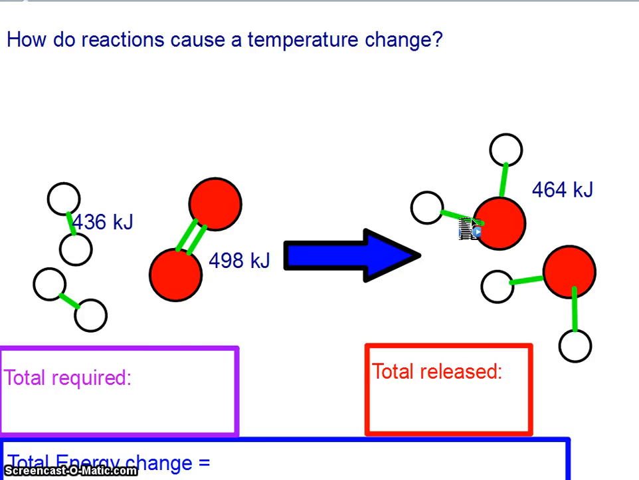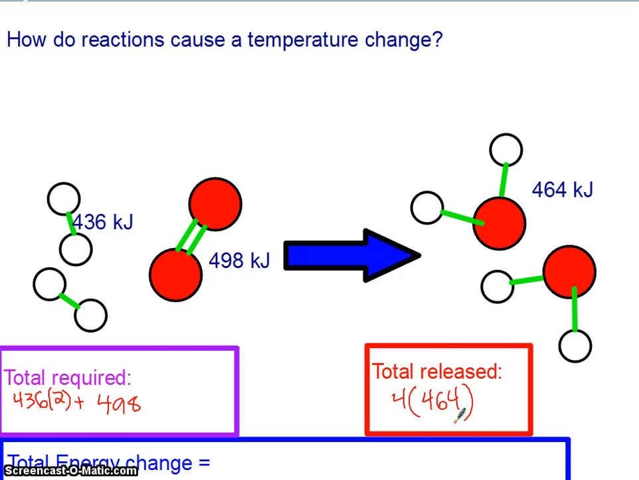So if I look at the total energy required to do this, I have to break hydrogen bonds, which requires 436 kilojoules, and I have to do that 2 times. I have to break an oxygen double bond, which requires 498 kilojoules, and that I'm only doing once. The whole double bond is all part of this. And then releasing, I am making 4 bonds that each release 464 kilojoules of energy.